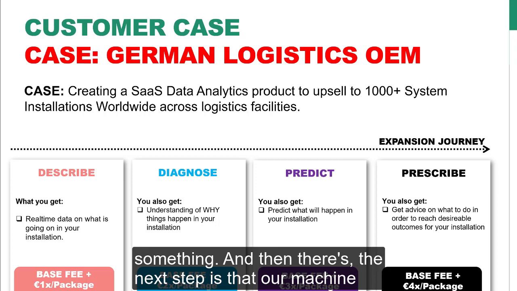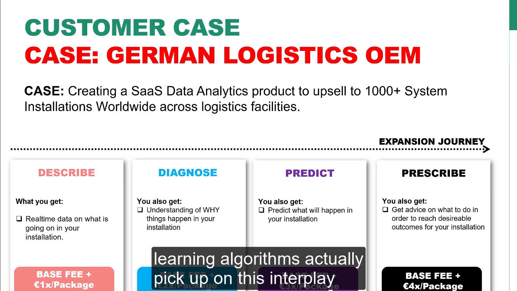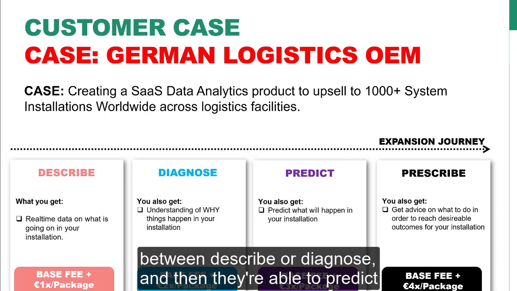And then they said, the next step is that our machine learning algorithms actually pick up on this interplay between describe and diagnose, and then they're able to predict.